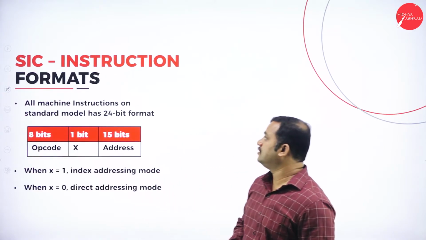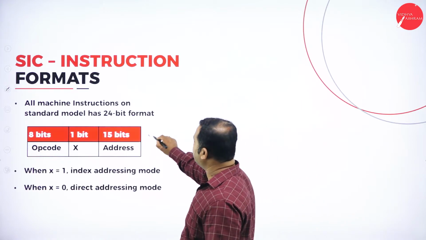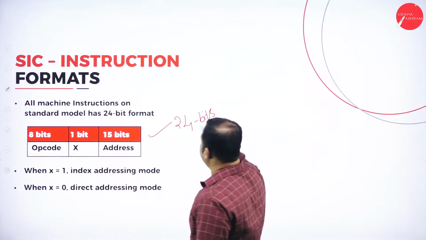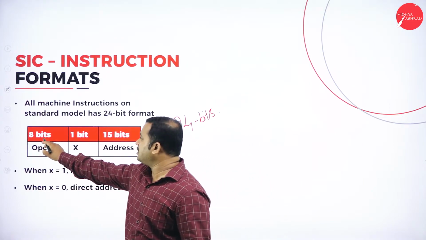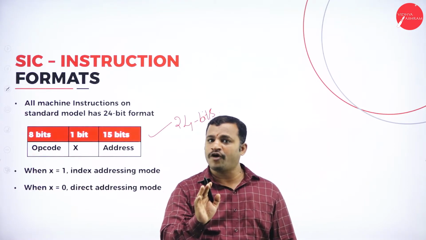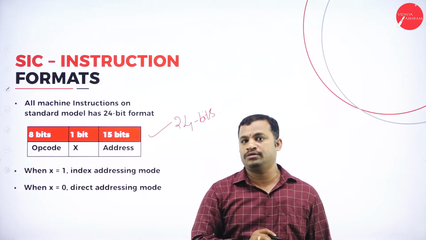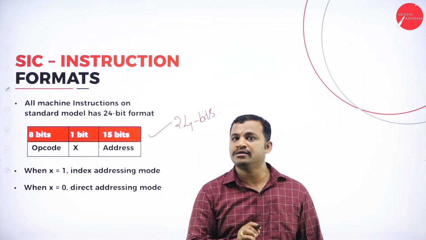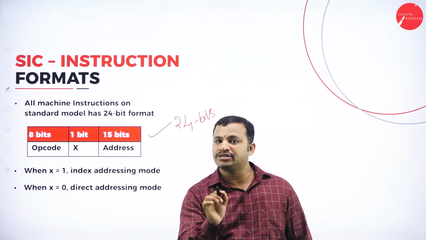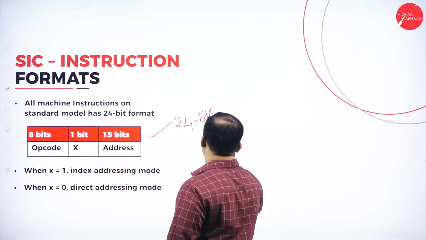Let me take you into the instruction formats. This is the general format, which is of 24 bits, where the first 8 bits represent the opcode. What is the meaning of opcode? I am using the word opcode. Operation code. Whether the operation is add, sub, multiply, or division, those operations are specified by the opcode.